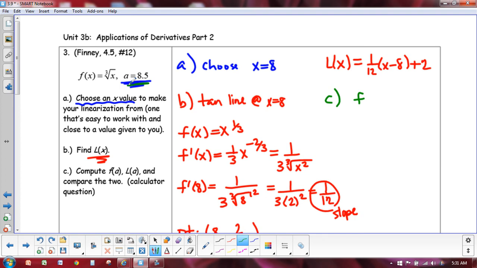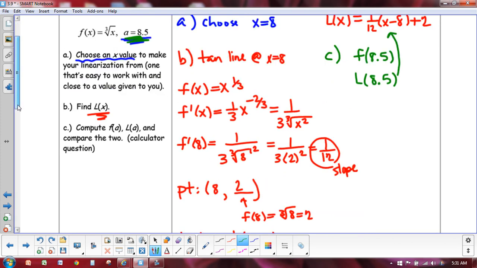This part would be a calculator question because you're not expected to know the cube root of 8.5. So f of 8.5 is the cube root of 8.5, and you would go to your calculator for that. It's approximately 2.0408.